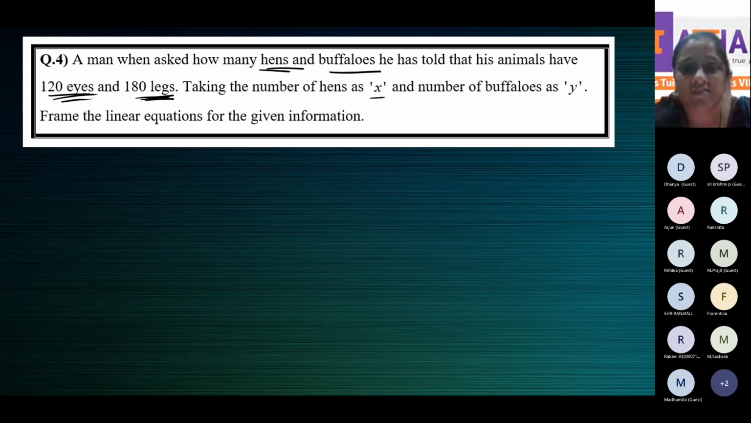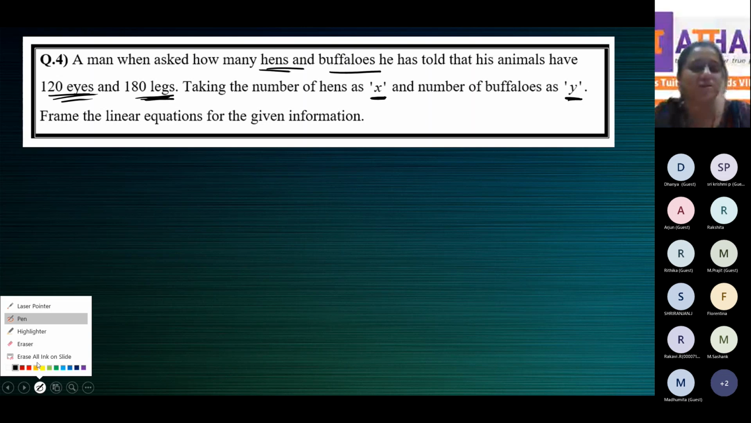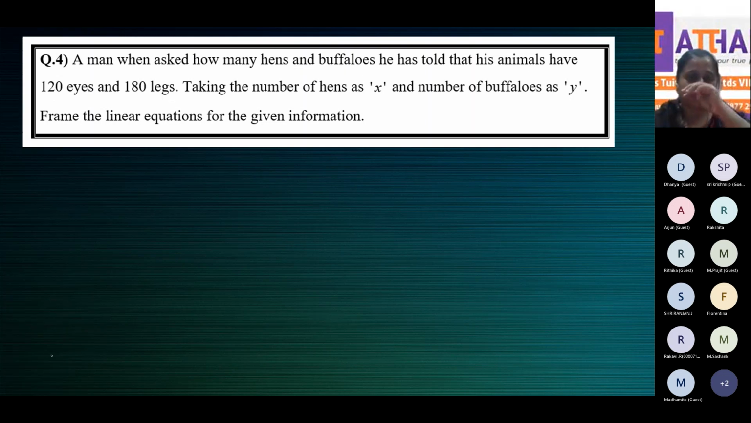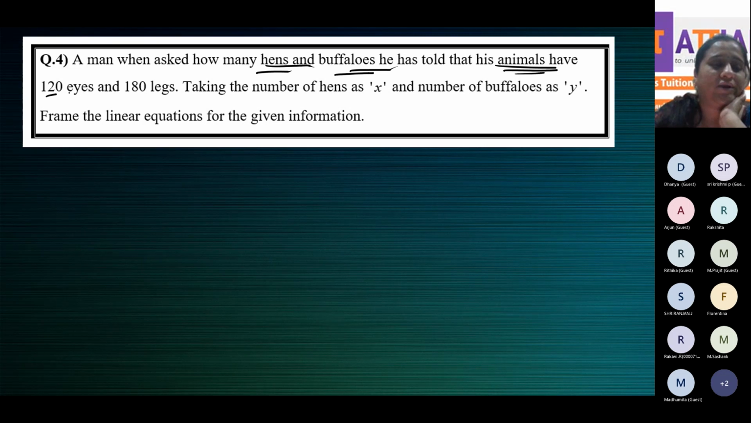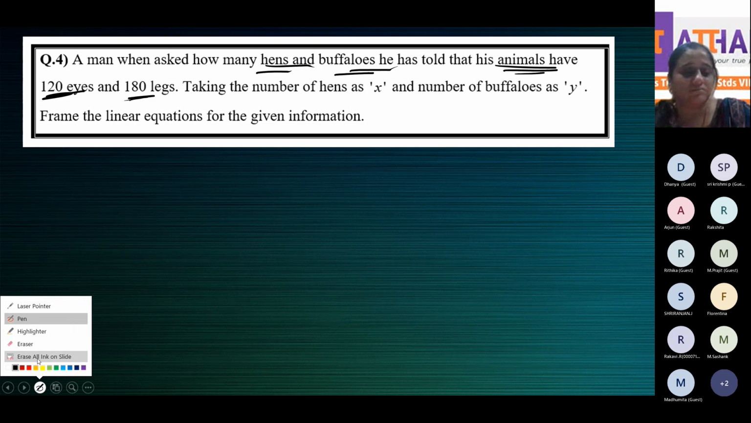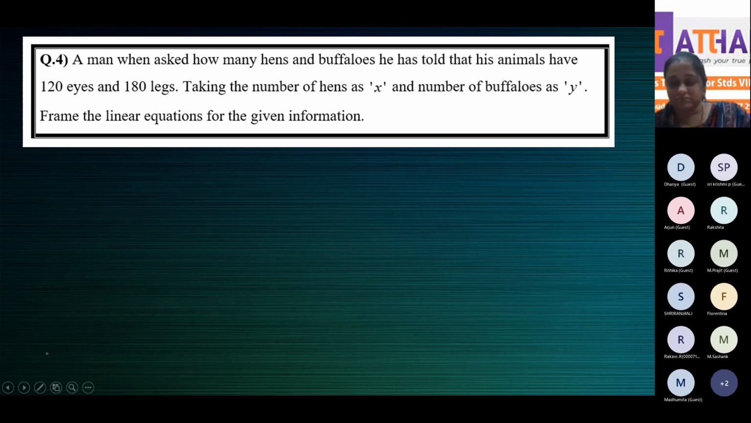Taking the number of hens as x and buffaloes as y, frame linear equations for the given information. The animals, both hens and buffaloes together, have 120 eyes and 180 legs. Frame the equations, children. Write down the question.